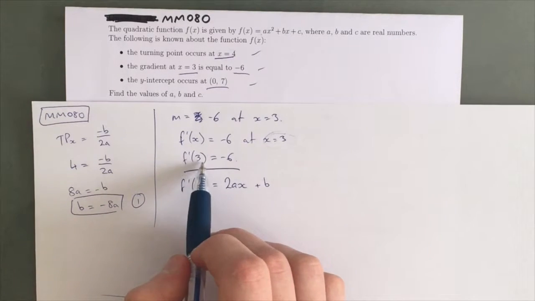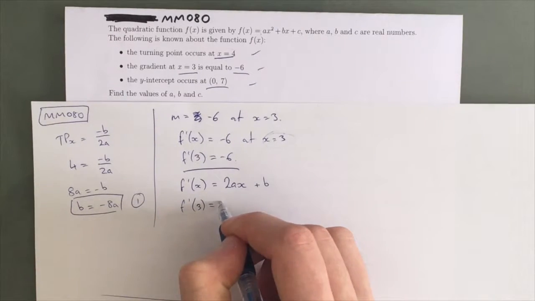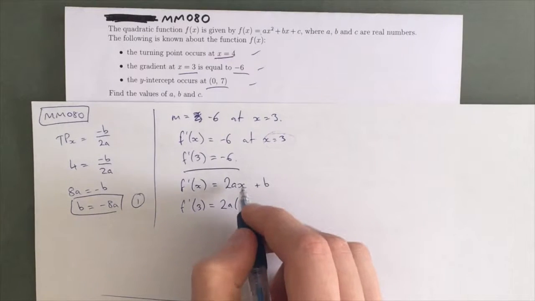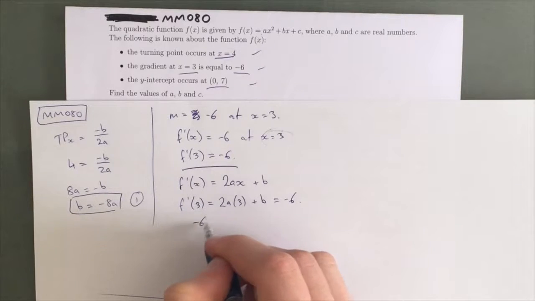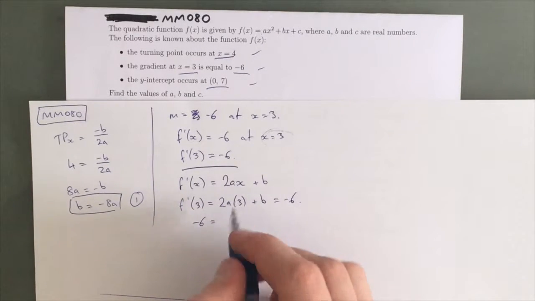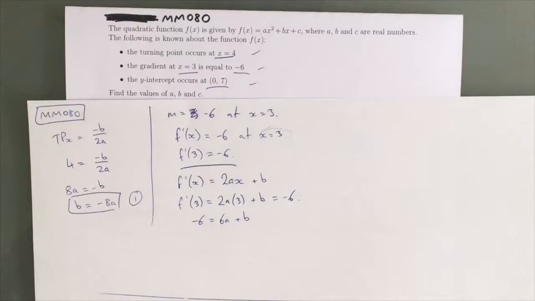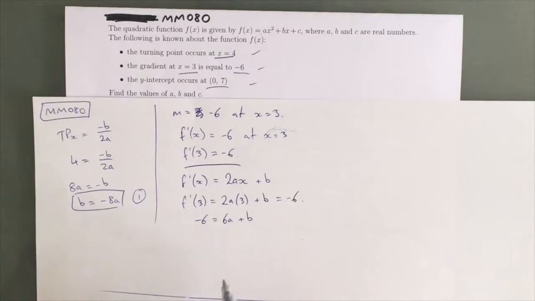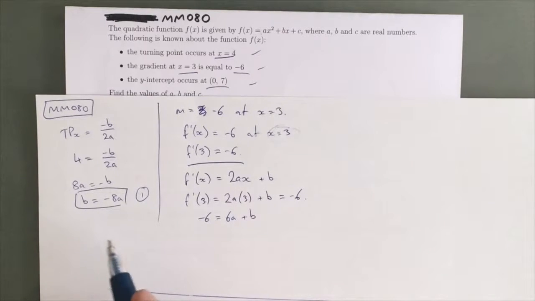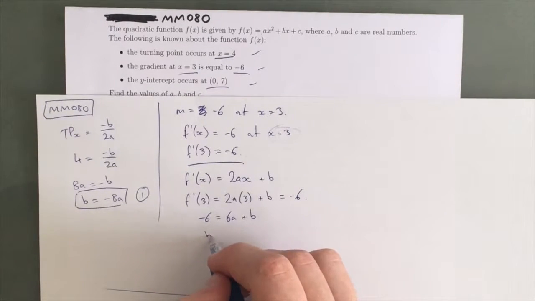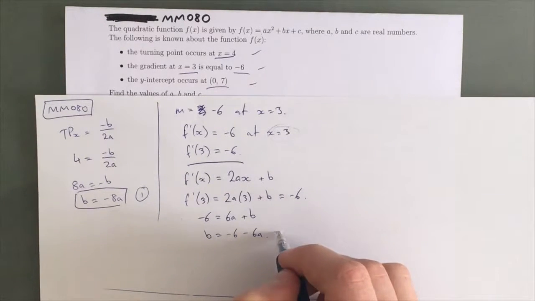Now, we know that f dash of 3 is equal to negative 6, which means that f dash of 3 is equal to 2a times 3. All we do is just replace the x with the 3, plus b, and that's equal to negative 6. So negative 6 is equal to 2a times 3, which is 6a, plus b. And what we then want to do is actually get b by itself again, because we've already got b by itself over here. If we get it by itself over here, then we can make them equal each other. So this means that b is equal to negative 6, take away 6a, and this is our second equation.